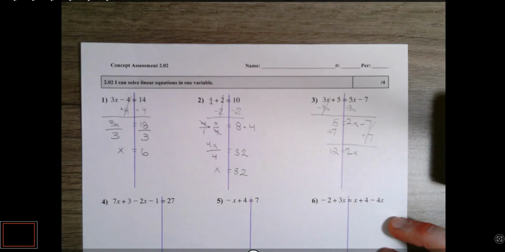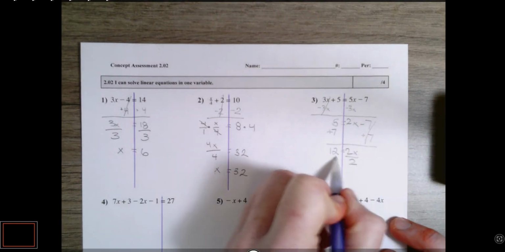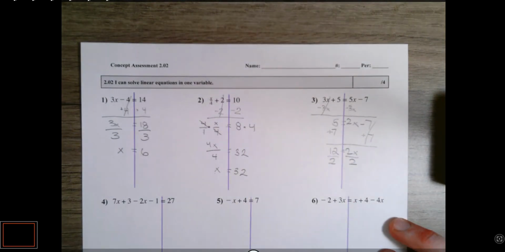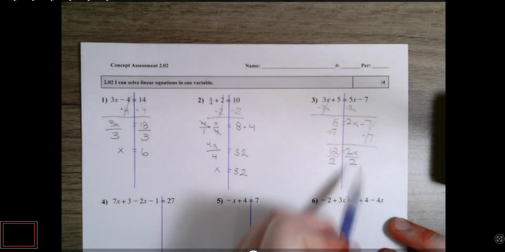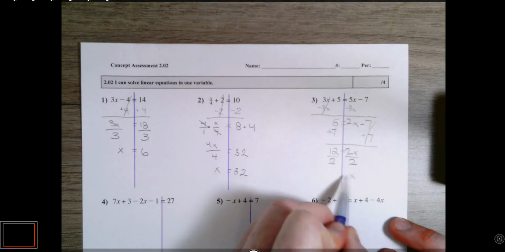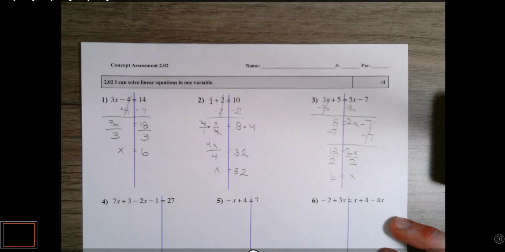What number times 2 equals 12? That's 6. If you don't see that right away, divide by 2. Right? 2 divided by 2, 2 divided by 2 is 1x. 12 divided by 2 is 6.